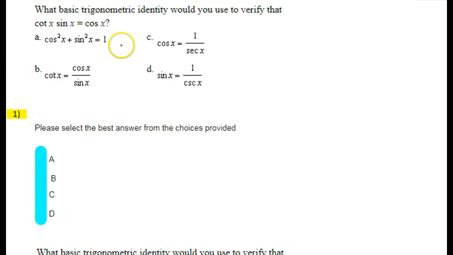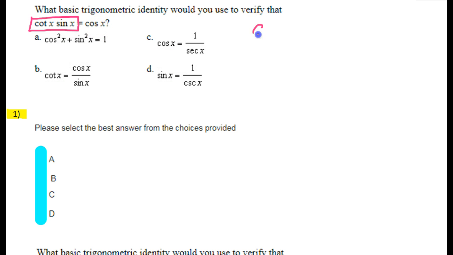When you verify an identity and you manipulate it, you change it and make it look like the other side, using your identities and algebra. So it's usually best to pick the more complicated looking side and try to see if you can make it look like the simpler side. In this case, the more complex side is right here. So you should start with that and see if you can turn it into cosine x using your identities.